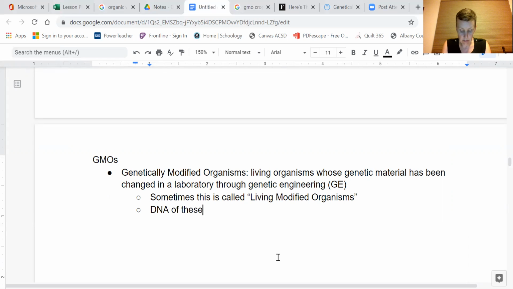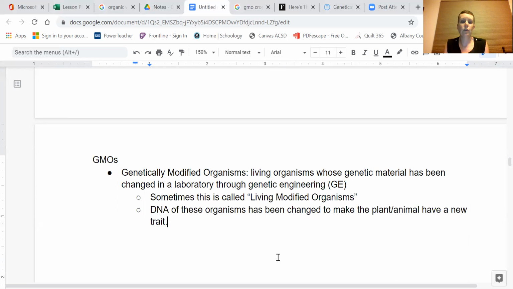DNA of these organisms has been changed to make the plant or animal have a new trait. So we change the DNA in an organism to make that plant or animal, and actually I can even add or bacteria here, to have a new trait. You don't necessarily have to, but we are going to talk about an example of that. I'm going to put bacterium for a single bacteria. So DNA of these organisms has been changed to make the plant or animal or bacterium have a new trait.